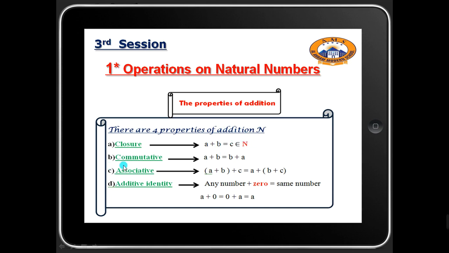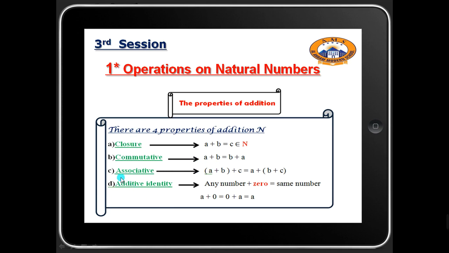The second one, we call it the commutative property. When we change the places, when we change the order, here I will add first a plus b. That will give me the same answer if I start with b plus a, and a and b are any numbers that belong to the set of the natural numbers. So this, we call the commutative property.